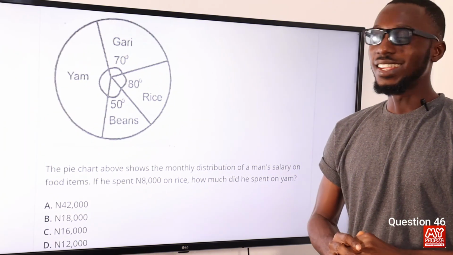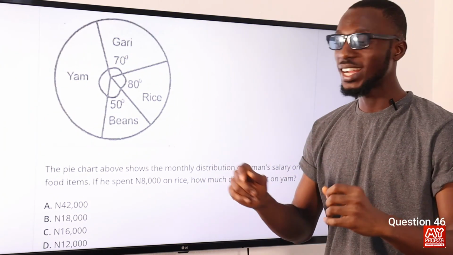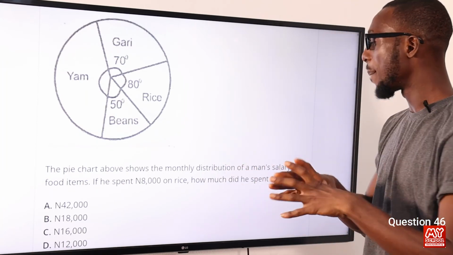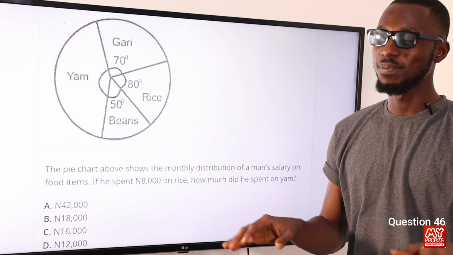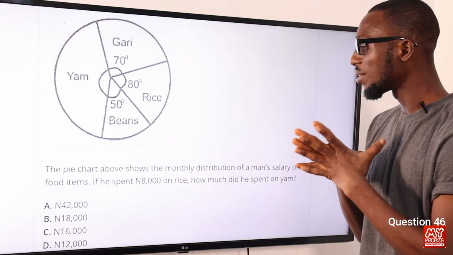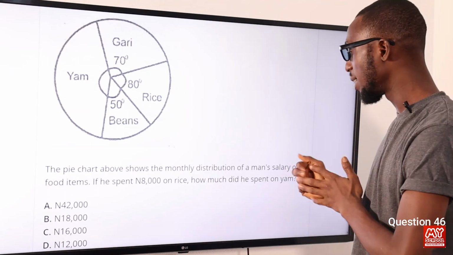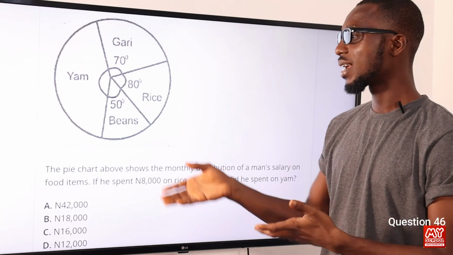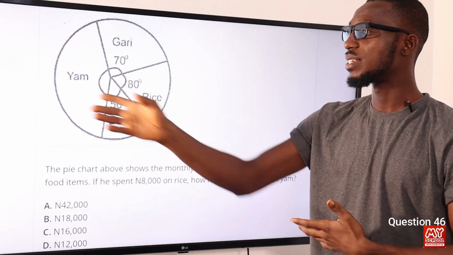Question 46. So we have this pie chart. The question reads, the pie chart above shows the monthly distribution of a man's salary on food items. That's gross. Okay, so if he spends 8,000 naira on rice, how much did he spend on yam? So we are told he spends 8,000 naira on rice. So how much is he spending on yam?